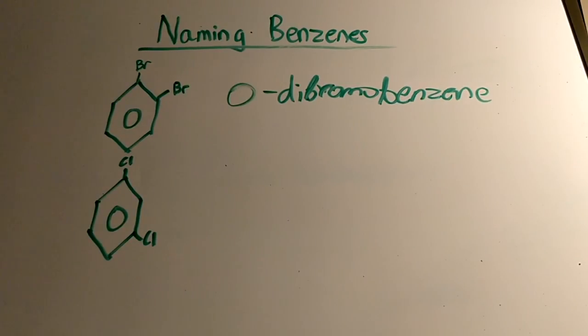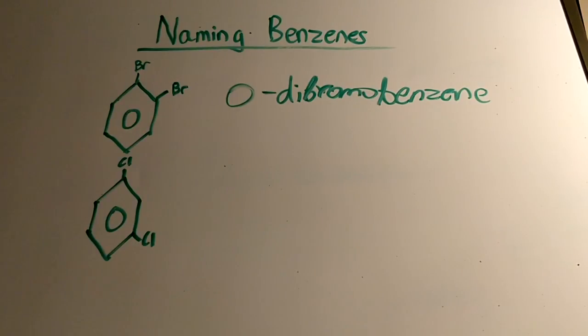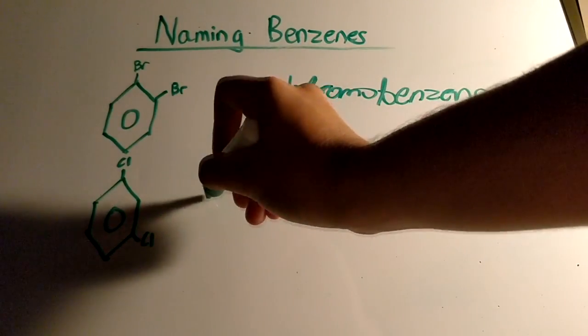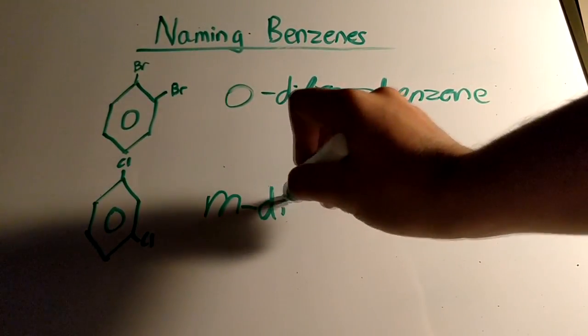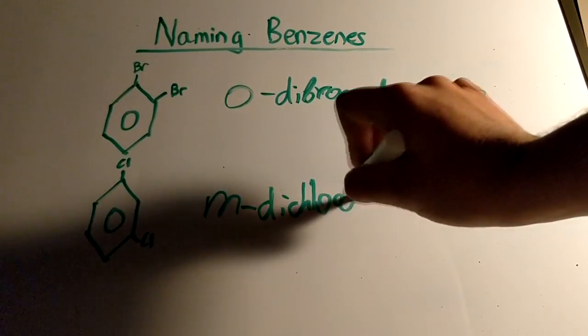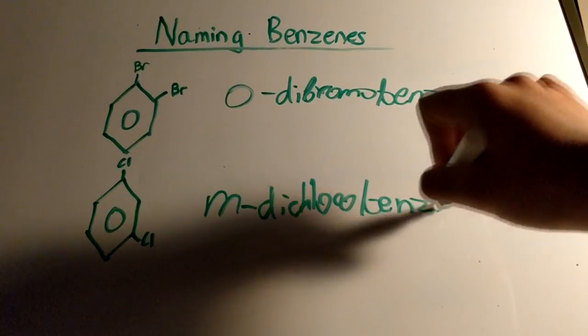Here's another example. On this benzene, we can see that there's a chlorine atom attached to the first carbon and also the 3rd carbon. According to the rules, if a substituent is on the 1st and 3rd carbon, we can say that this is a meta name. So you would write m-dichloro, because there are 2 chlorines, benzene.